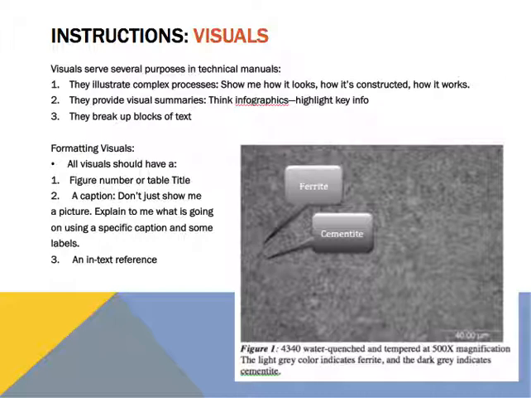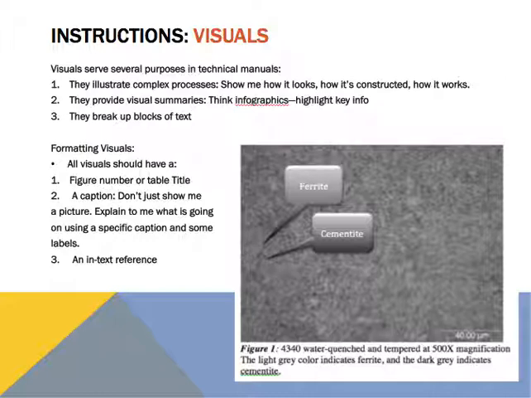So visuals. Visuals serve several purposes in technical manuals. They illustrate complex processes. It shows how it looks and how it's constructed, how it works. So visual learners, this is very helpful for. They provide visual summaries. So you think of infographics that highlight key information, and they break up blocks of text because blocks of text can be overwhelming and can also start to get confusing for users.